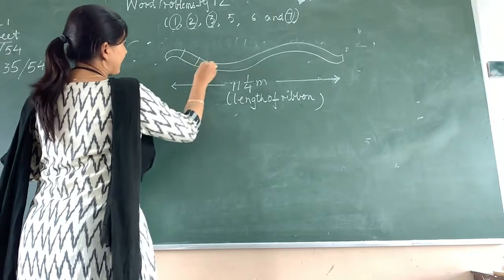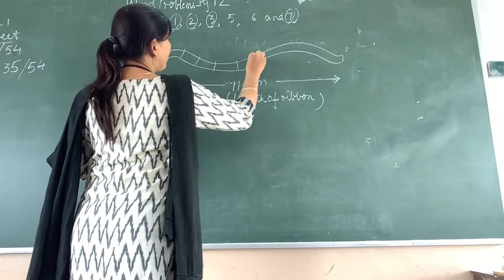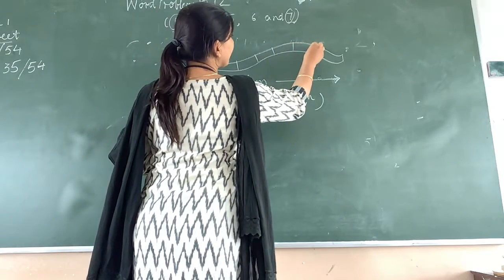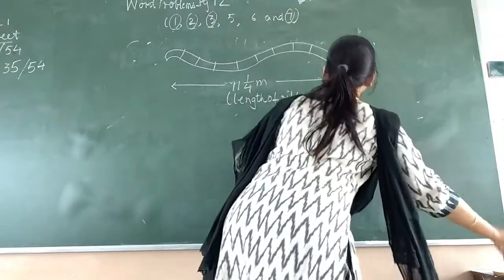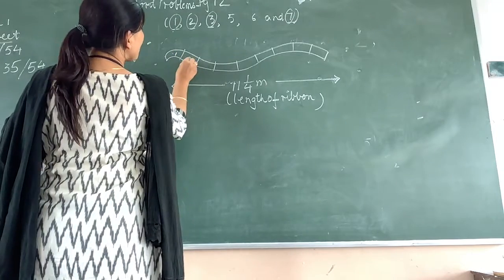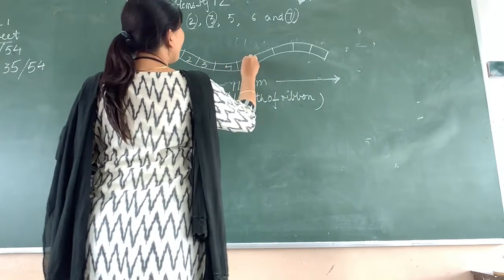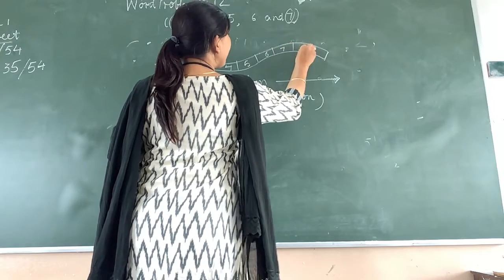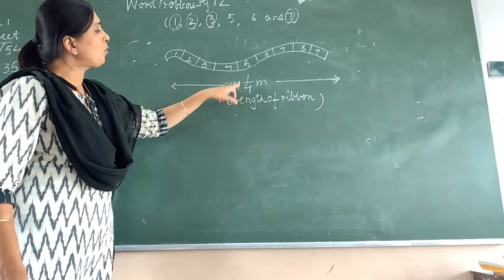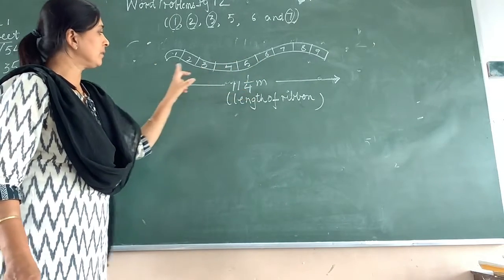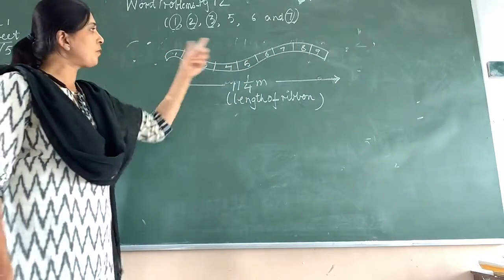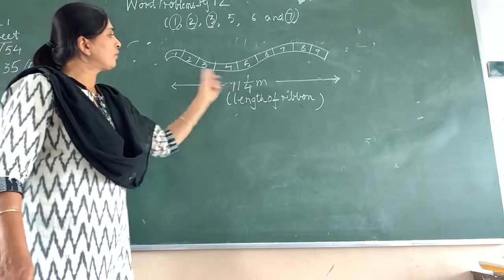1 piece, second, third, fourth, fifth, sixth, seventh, eighth. Once again, let me make it a bit shorter. And 9. See, 1, 2, 3, 4, 5, 6, 7, 8, 9. So 11 whole 1/4 meter. This much long ribbon is cut into 9 equal pieces. Okay, so we know that the length of this ribbon is this much.